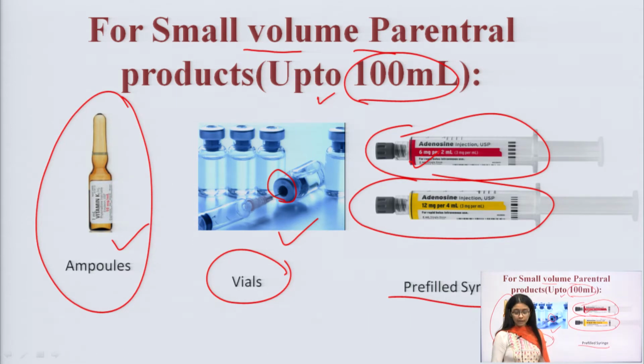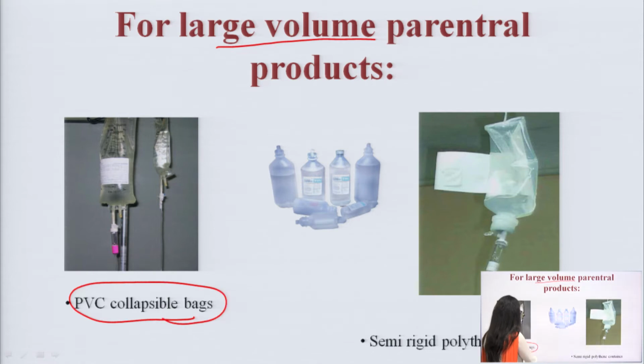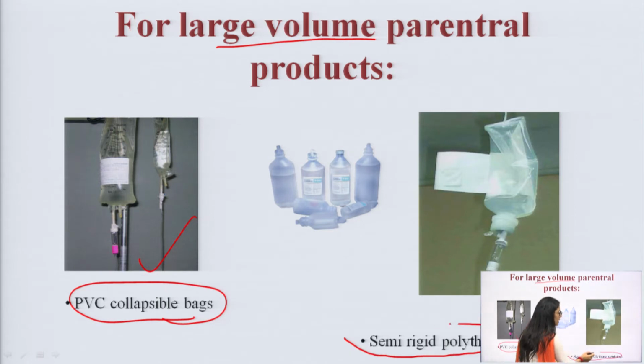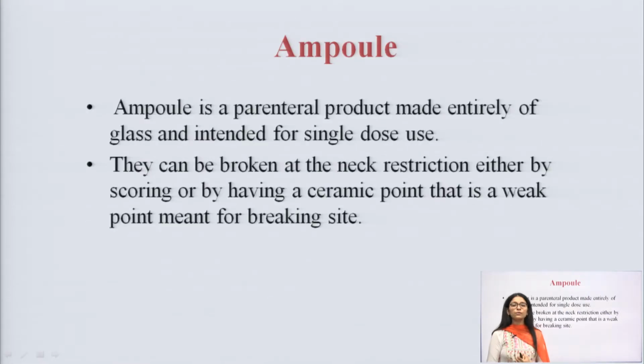Another category we have is large volume parenterals. As the name suggests, large volume parenteral products have more volume than small volume parenterals. Number one, we have PVC collapsible bags. These are the images you can see; this is called a PVC collapsible bag. You can clearly see them in hospitals also. Another is the semi-rigid polyethylene container. It is semi-rigid and obviously made up of artificially generated plastics. This is how the polyethylene container looks. We will discuss one by one what these are.